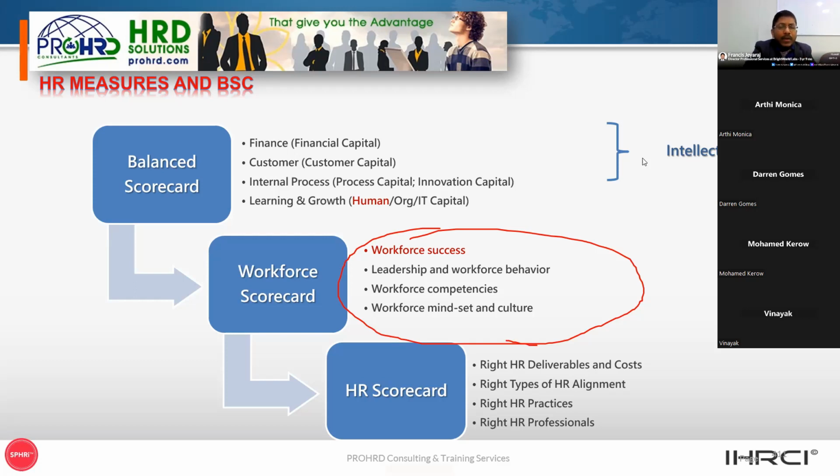How can you have an effective HR scorecard? By the right HR deliverables and cost, the right type of HR alignment, right HR practices, and right HR professionals who are doing professional certification like SPHR, SHRM certification. With that, you can build the HR scorecard, which is linked to the balanced scorecard. The linkage is there.